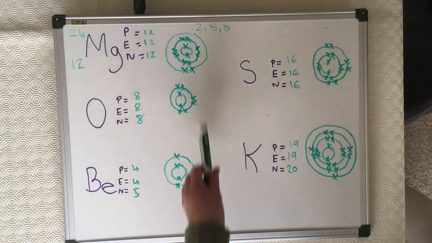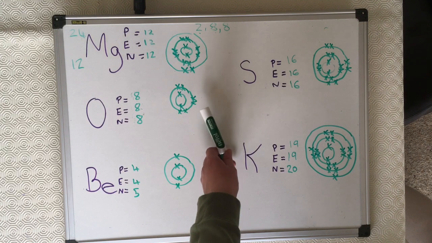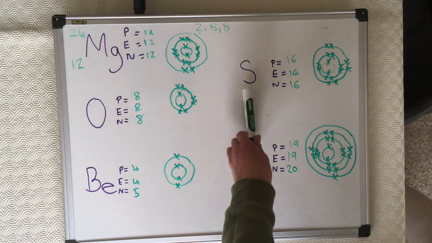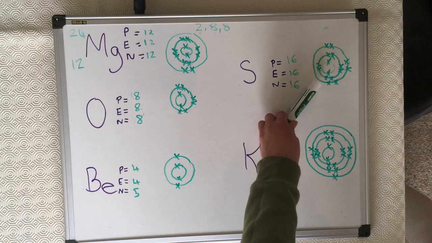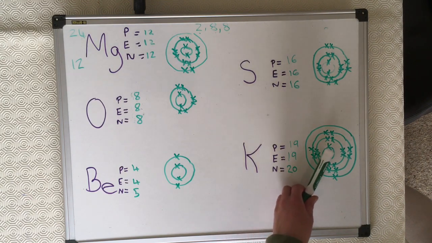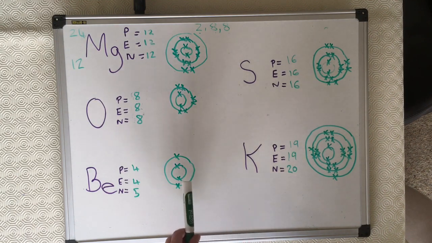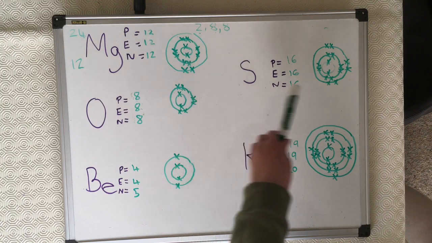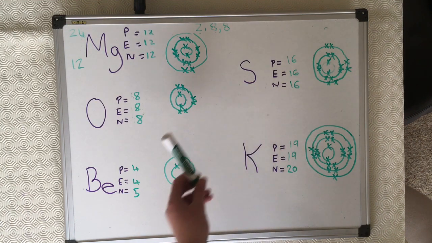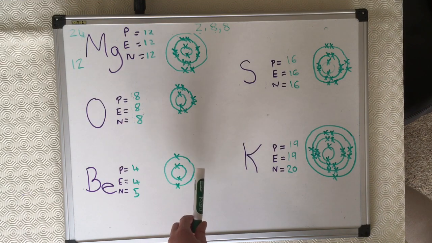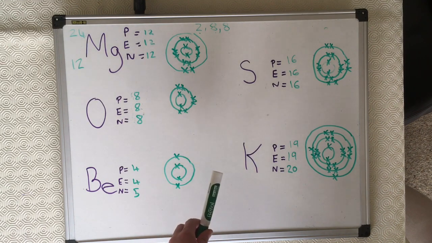I've now added the rest of them. Oxygen's got 2 in the first shell, then 6. Beryllium's got 2 and then 2. Sulphur has got 2, 8, 6. And potassium, the biggest, is 2, 8, 8, 1. You might need to pause the video just to mark your answers. If you're not sure where any of the answers have come from, you might want to rewind back to the original description of how we draw these atoms out and then have another go yourself.